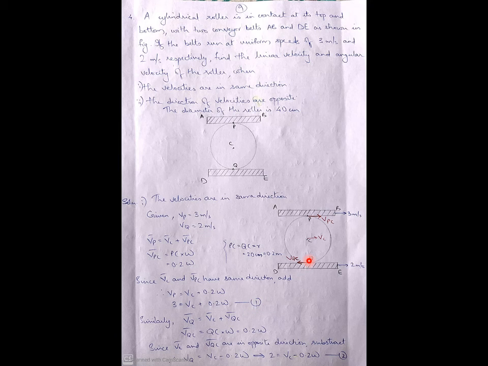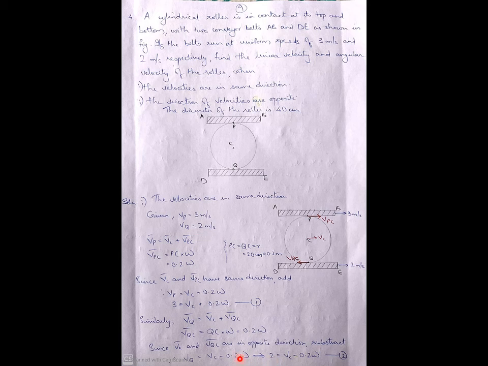Similarly, for the point Q, it is velocity of Q, vector addition, velocity of Q equal to VC plus velocity of Q with respect to C. Now, how to find velocity of Q with respect to C? It is QC into omega, where QC is the radius, which is 0.2 into omega. Now, we can see that velocity of C is towards right, velocity of Q with respect to C is towards left. So we will be subtracting it. So velocity of Q equal to velocity of C minus velocity of Q with respect to C, which is 0.2 omega.